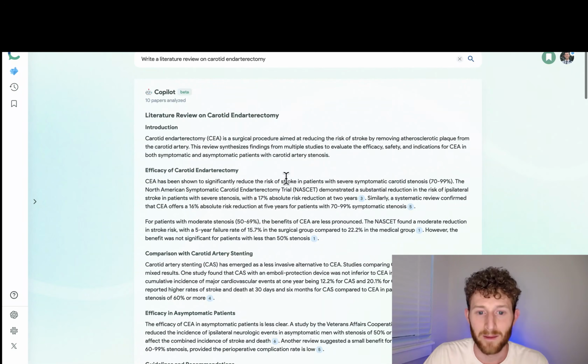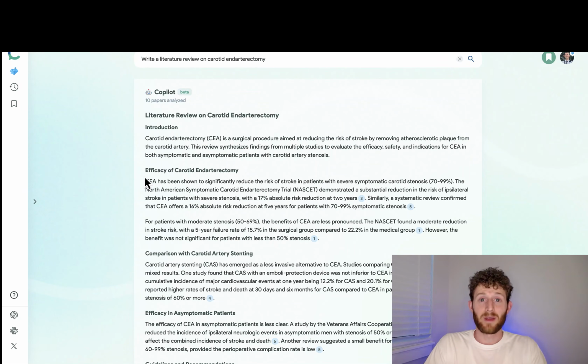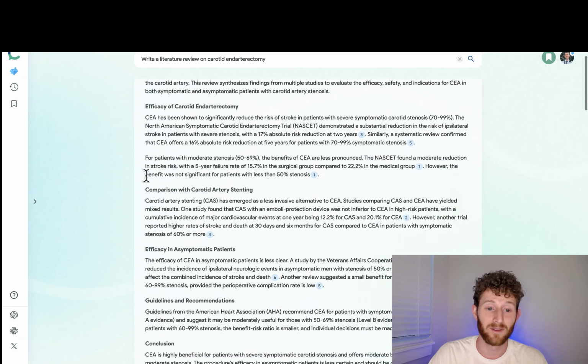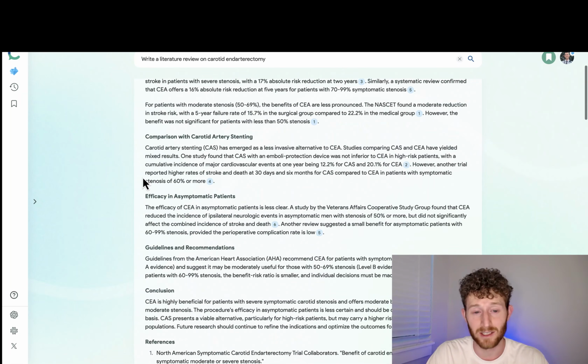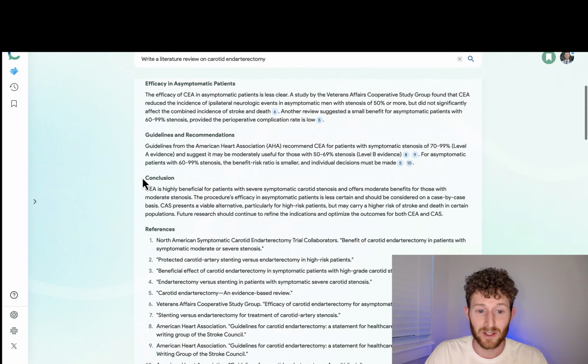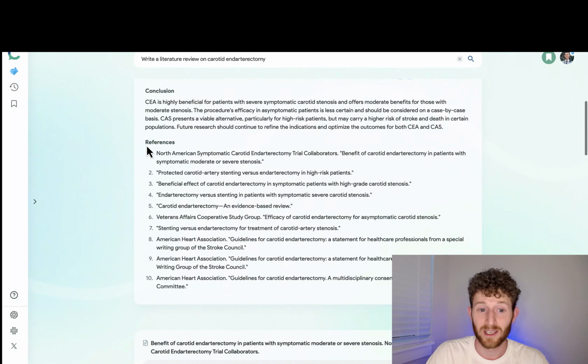Like, I can bet money it's going to talk about the NASCET trial or ACAS and some of these other really important trials. And it will make you shine as a medical student if you know what these things are and what the key findings are, and if you can engage in that discussion. So I think this is super useful. It's also going to give you all the references so you can go and maybe print those and have them available before you go into that discussion.